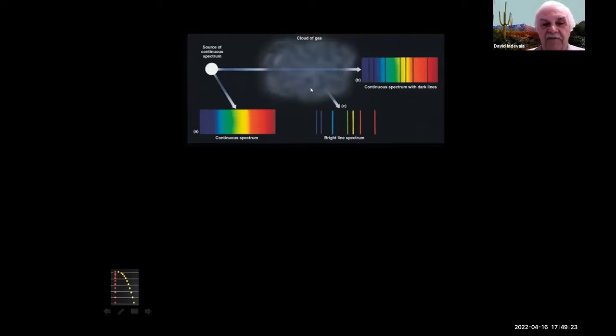If you put an intervening cloud of gas in the way, you'll get what's known as a dark line or an absorption spectrum. And because the energy that goes into this cloud can't stay there, or else the cloud keeps heating up, it's going to get rid of that. And if you look off at some angle, you'll see a bright line spectrum.